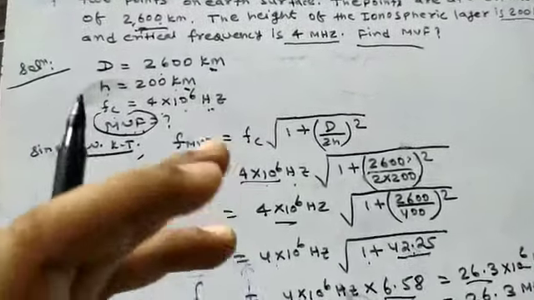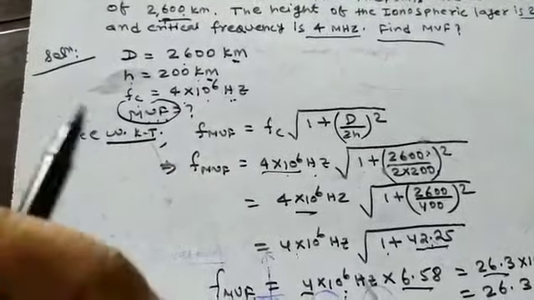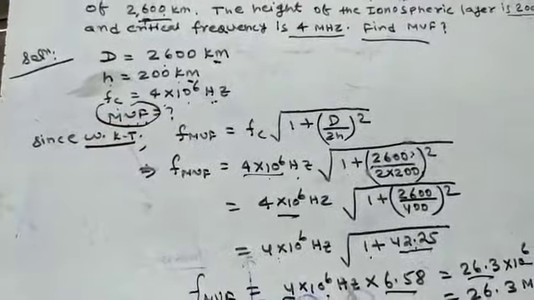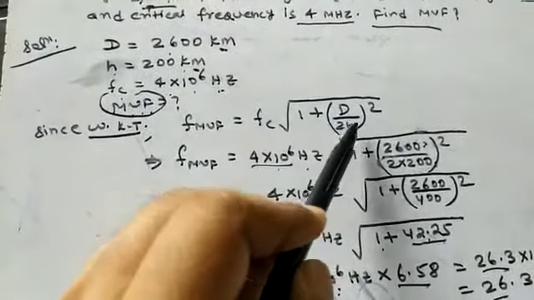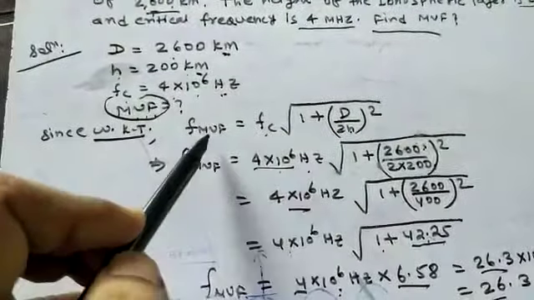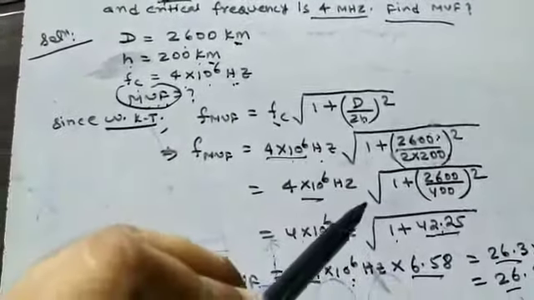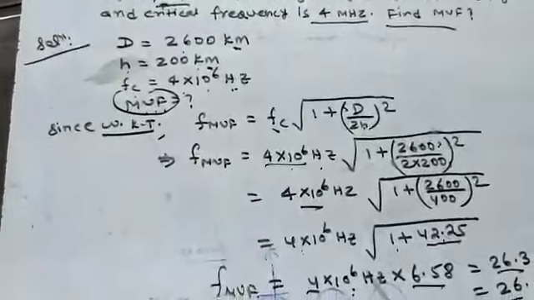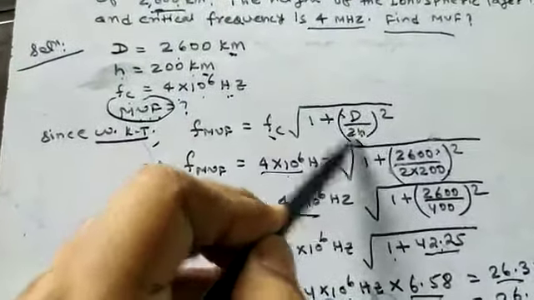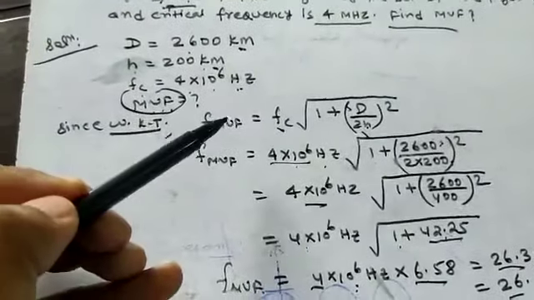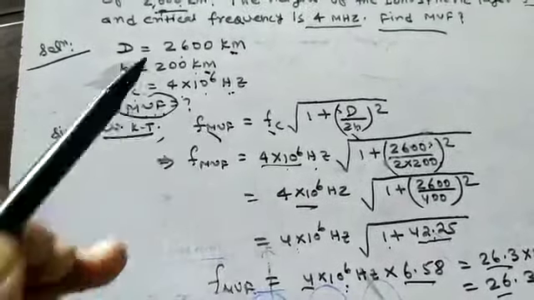This is very important, because many times it has been asked in the university exam to calculate the maximum usable frequency. In this expression there are 4 parameters, of which 3 will be known and 1 unknown. So you may be asked for the critical frequency, the distance between transmitter and receiver, the height of the ionospheric layer, or the maximum usable frequency.